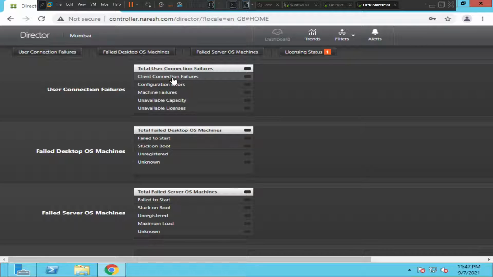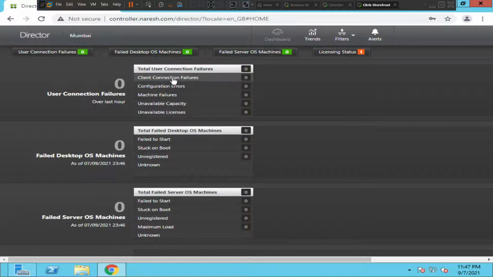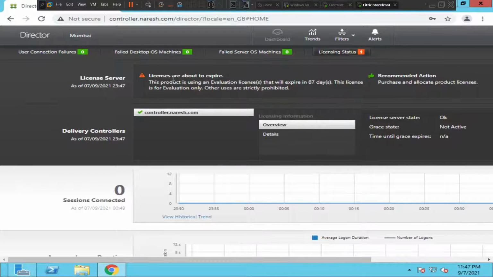I hope you find this information helpful. So basically it was an issue with the services. The services were down, so we had to start the services, especially the Citrix Broker Service is responsible for the Director. So we have to make sure that the Broker Service is in running state.